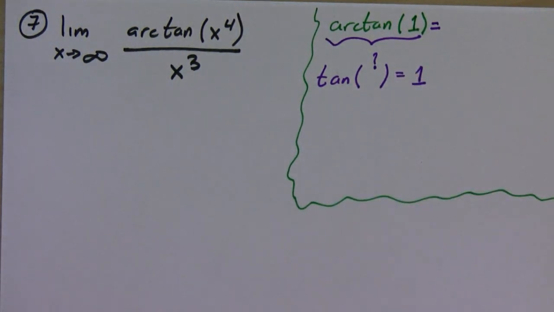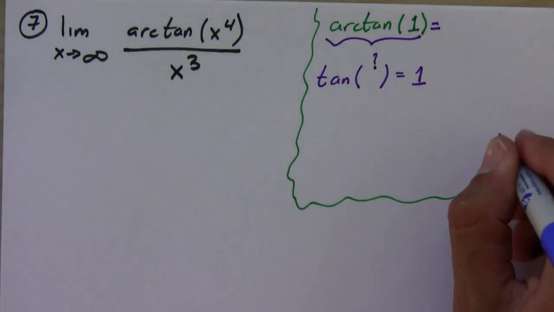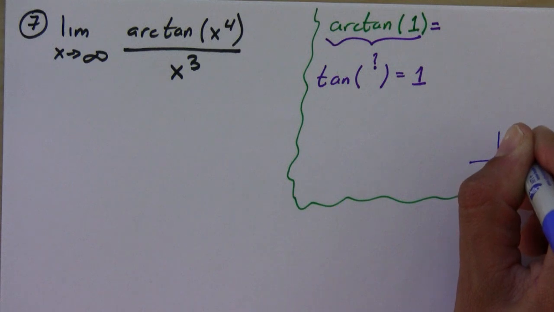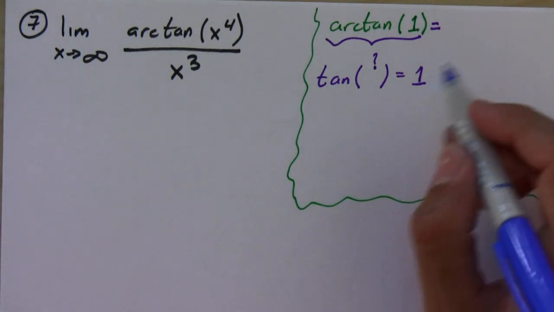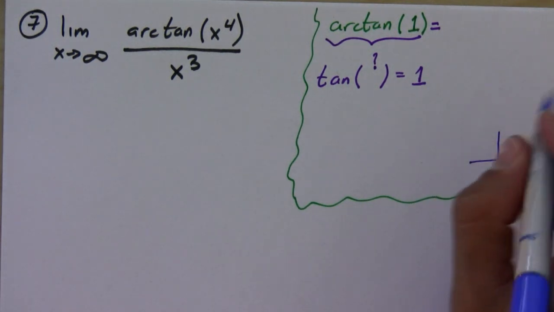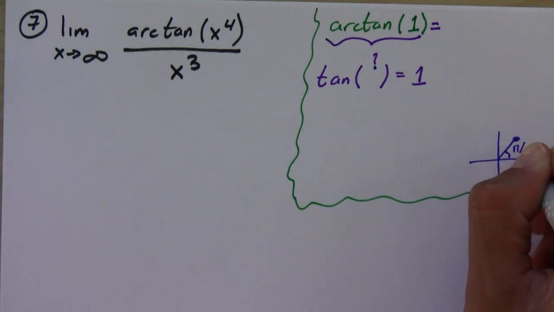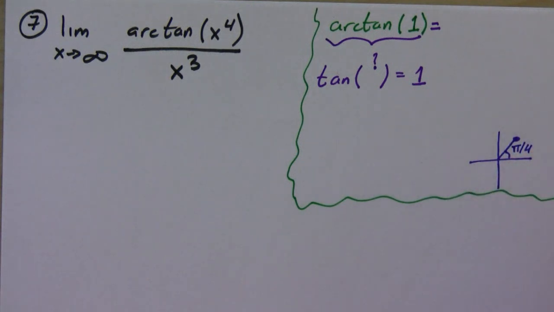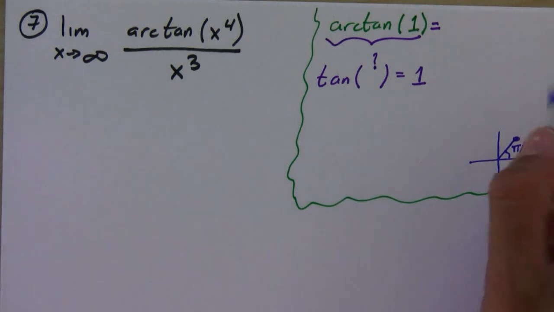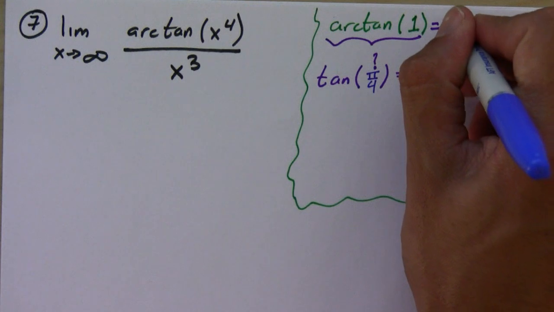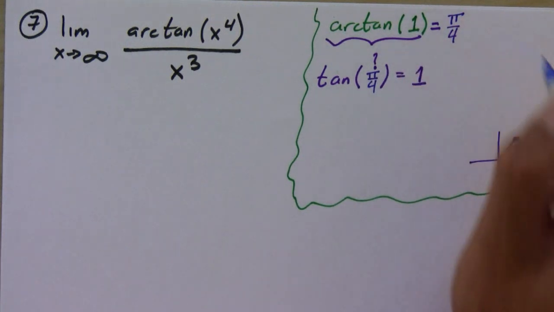And so, well, you have to remember the unit circle, and remember that tangent is sine over cosine, and the only place where sine and cosine are the same is when the angle is pi over 4. And so the answer to this question is pi over 4.